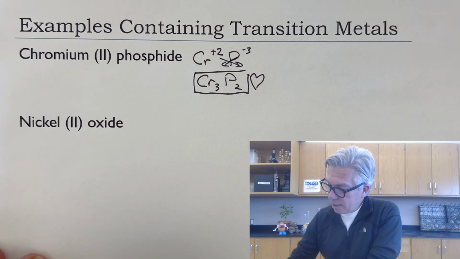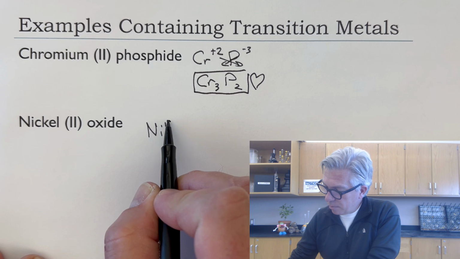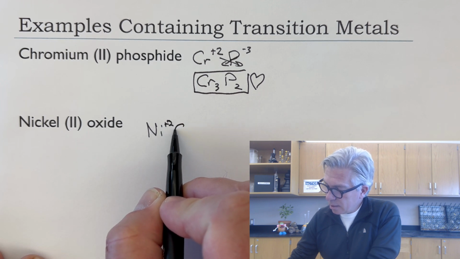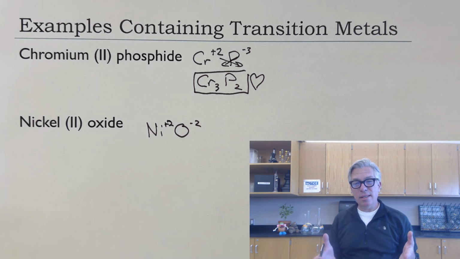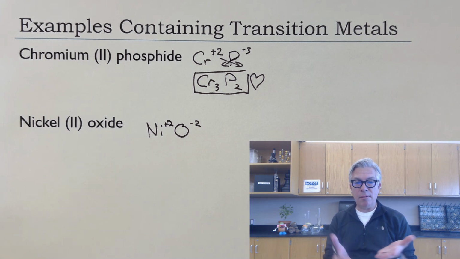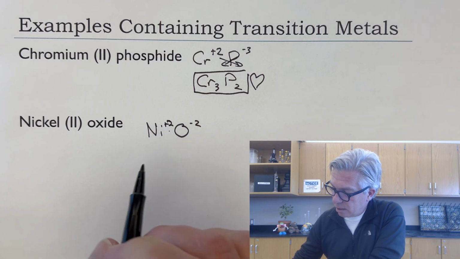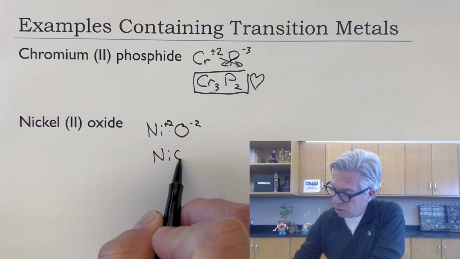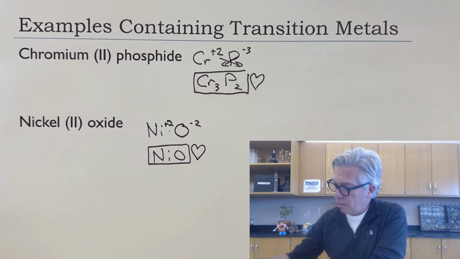And then the last one is nickel 2 oxide. Nickel is a +2. Oxide is a -2 according to our periodic chart. And again, we can see that they're the same charge. Now we can swap them and make it a 2 and a 2 and then drop them to a 1 and a 1. Or I can actually just know that those are going to balance, no problem already, and just make one of each. Okay, so nickel oxide.